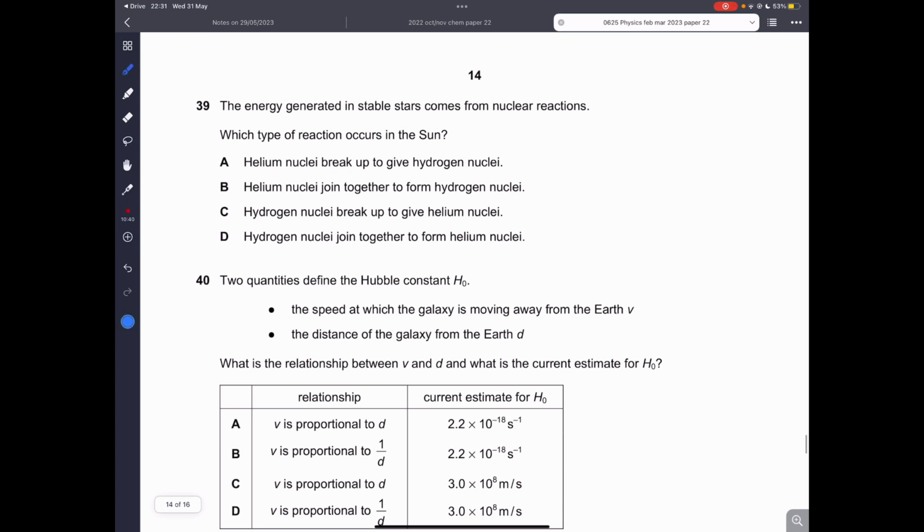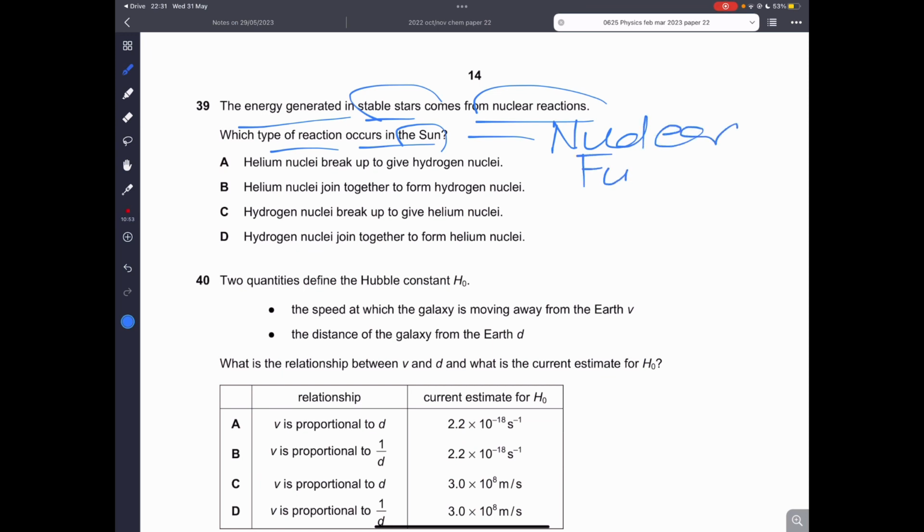39. The energy generated in stable stars comes from nuclear reactions. Which type of reaction occurs in the Sun? Well, in the Sun, we know that nuclear fusion happens. So the hydrogen nuclei will join together to form helium nuclei. This is called hydrogen fusion.